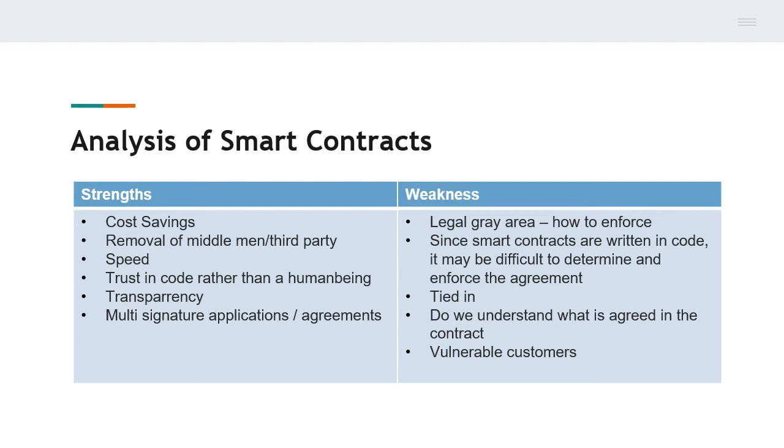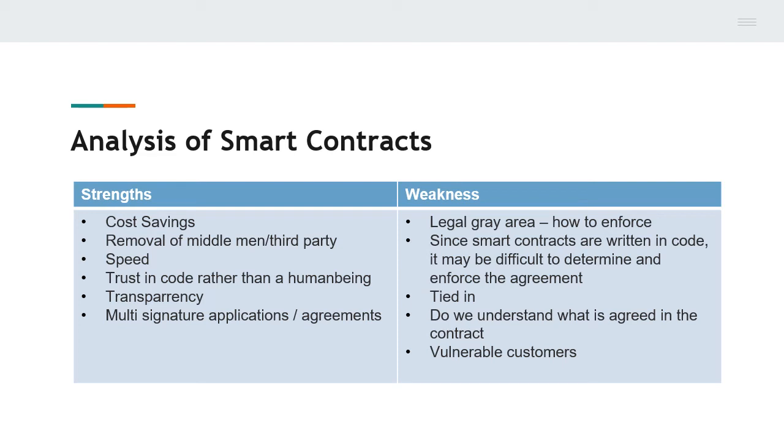There is a clear transparency. There's an audit trail of things that have happened and how it's triggered. And you can start looking at new services, multi-signature applications and agreements. So let's say multiple people put money in to buy a property, you can look at multi-signature applications, and once all signatories have agreed, bang, the agreement has been signed.